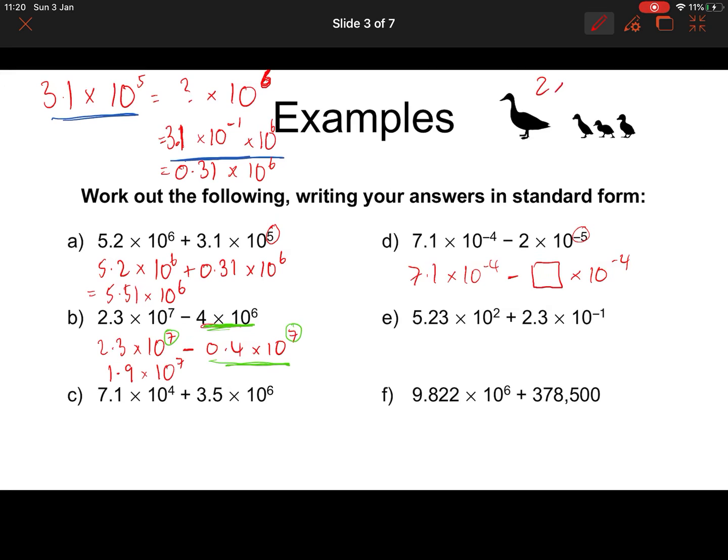So 2 times 10 to the minus 1 times 10 to the minus 4 is the same as 2 times 10 to the minus 5. So that's going to become 0.2 times 10 to the minus 4. So 0.2 in there. So that now becomes easy. It's going to be equal to 6.9 times 10 to the minus 4. And that's in standard form. So I'm quite pleased with that. I'm happy with that.